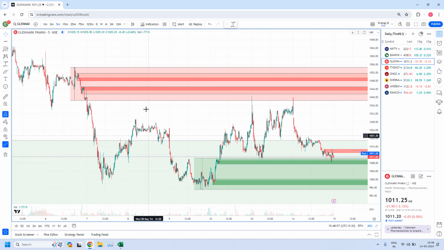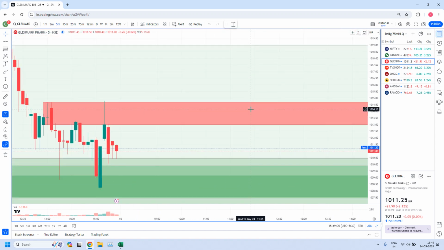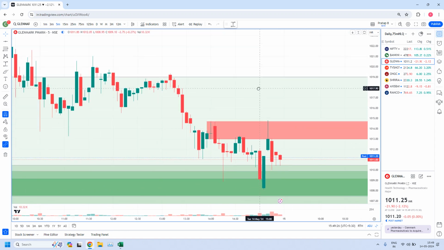Okay, this is about Glenmark. In Glenmark we got a trade in the demand zone today. See here. Prices reached, when did it reach? At 14:15, 2:15 PM. That means it is the last hour trade. Last 1.5 hours or last 1 hour 15 minutes, we call it a last hour trade.